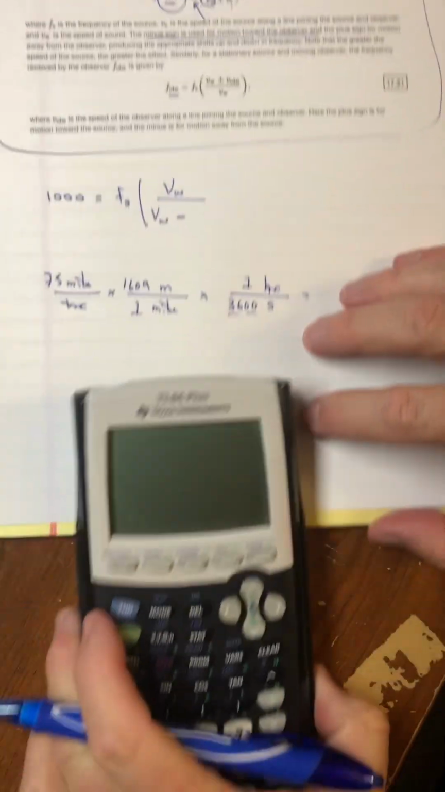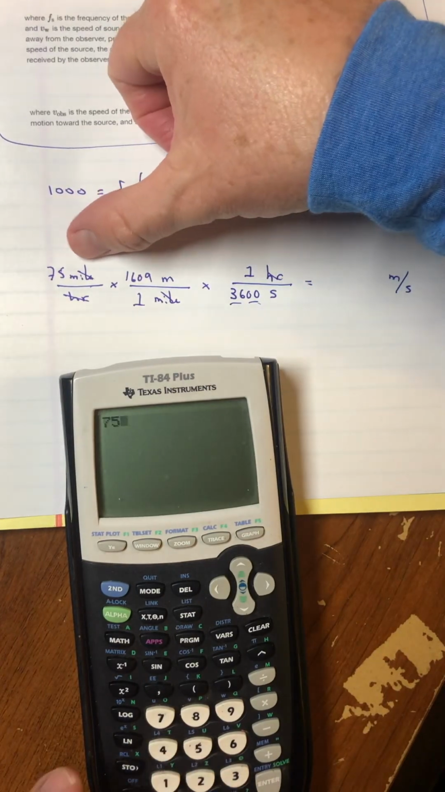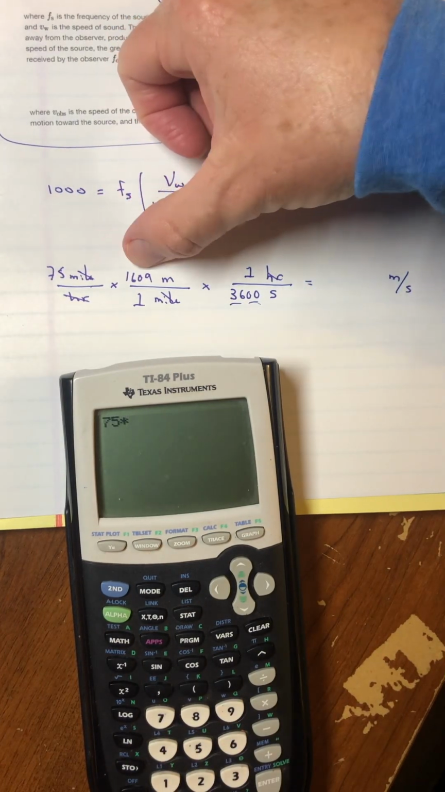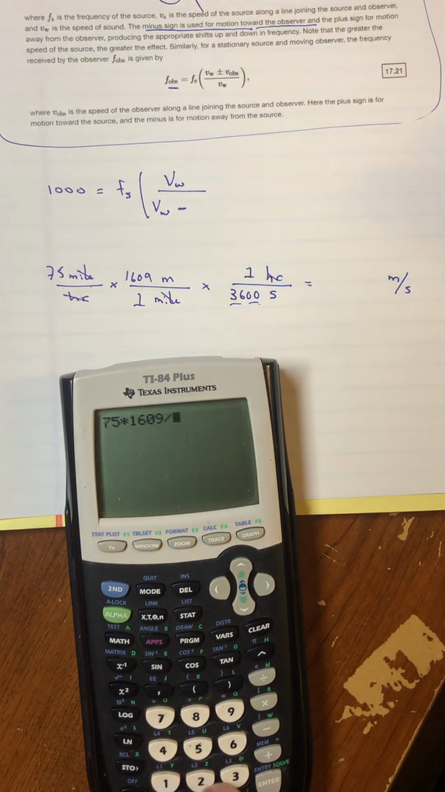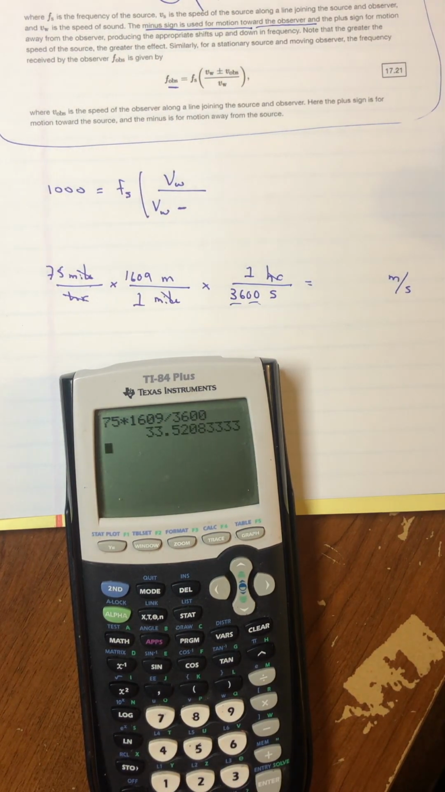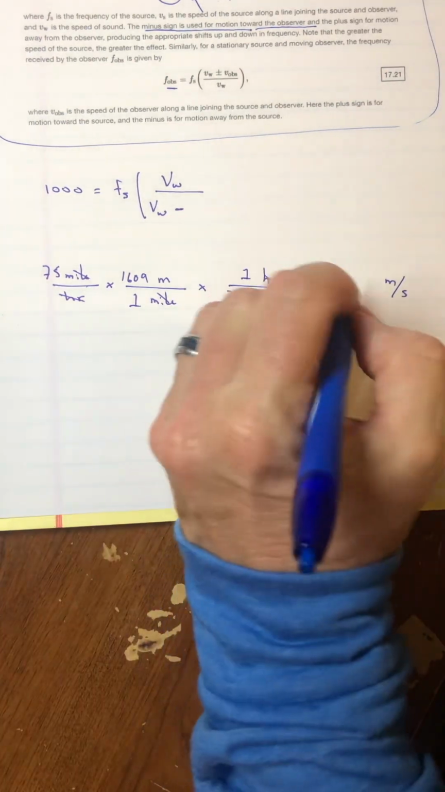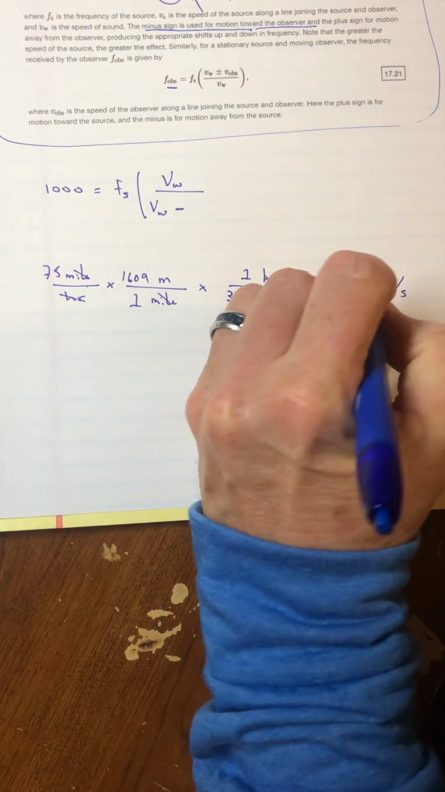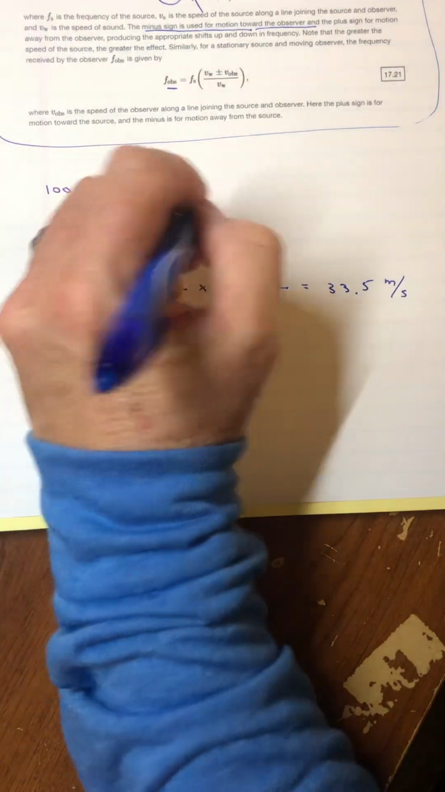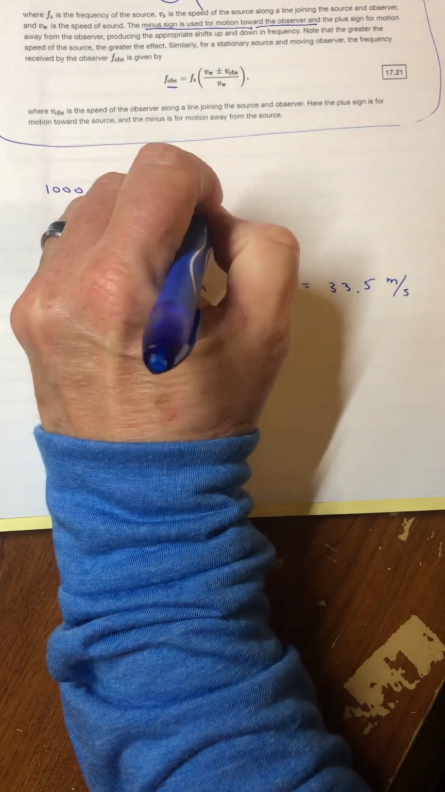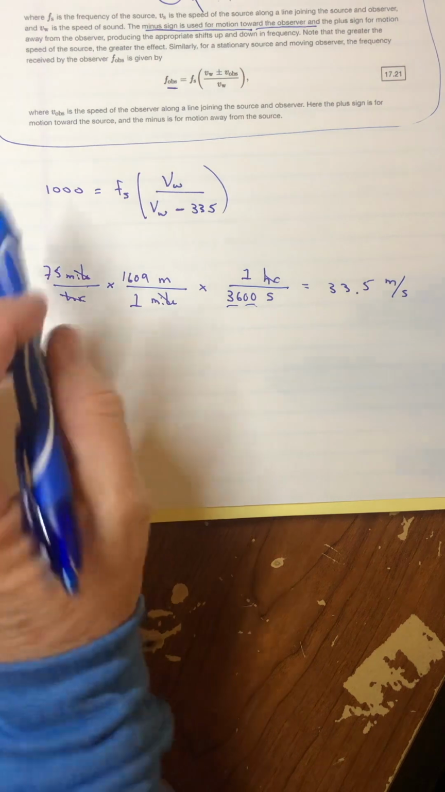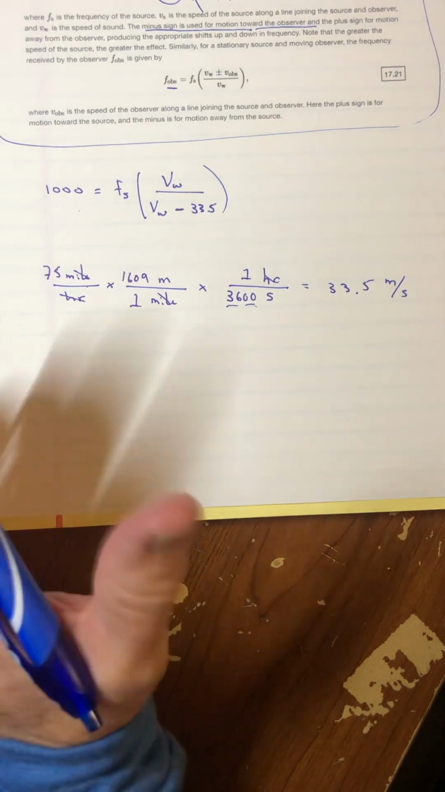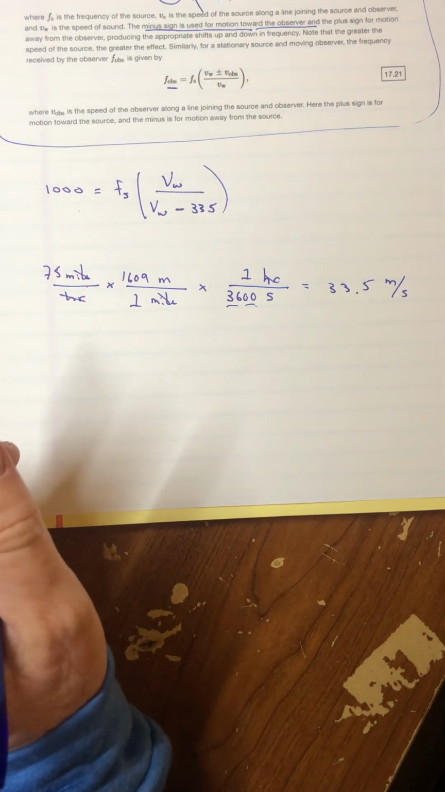So grabbing a calculator, I'm going to go 75 times 1,609, and divide by 3,600, and we're looking at about 33.5 meters per second. So 33.5 would go right there, okay? So that's the first equation, if you will.